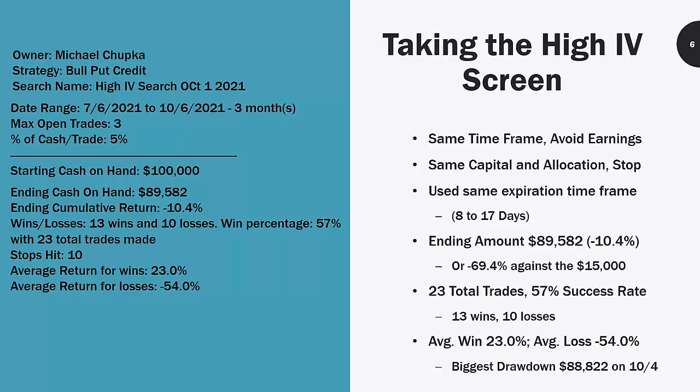The ending amount today, on October 8th at 4 p.m. Eastern Time, was $89,582 for the higher IV bull put credit spreads. That's a loss of 10.4% from where the portfolio started, or a 69.4% loss of the $15,000 we allocated to this position.